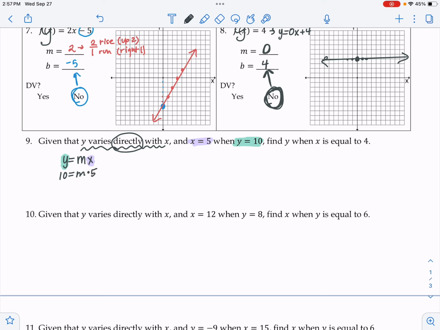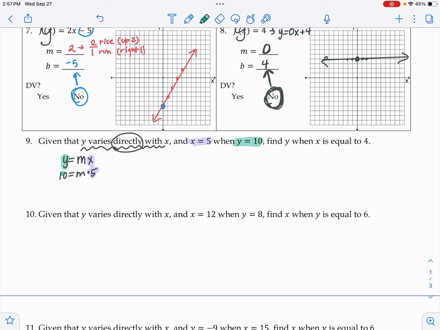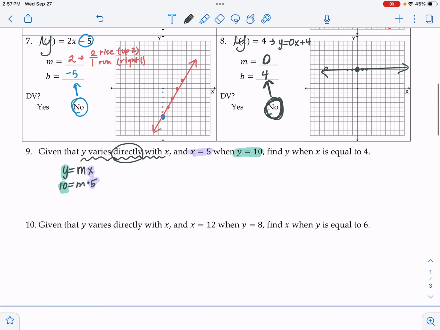Okay, and so we can replace those values with the given information, and that's going to help us get the value of the slope, or m. So in order to get m, all we have to do is divide by 5, both sides. And so the value of m is 2, which tells me my equation is y equals 2x. I've got the slope now. That's the only reason you have this first point.